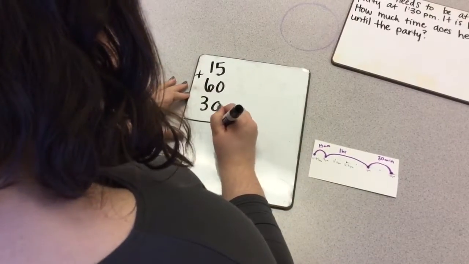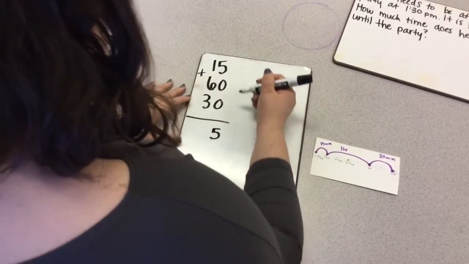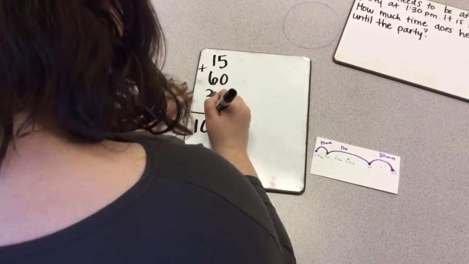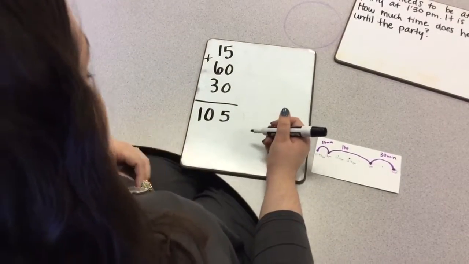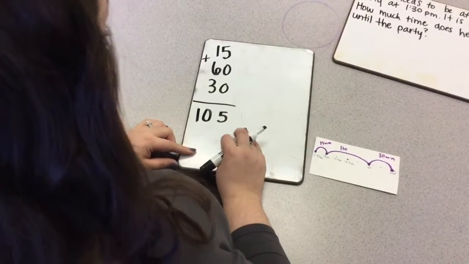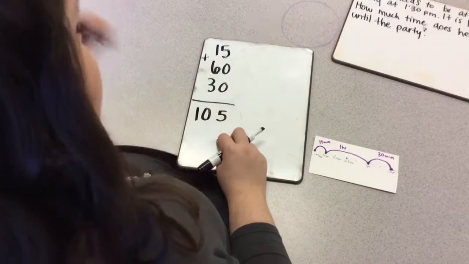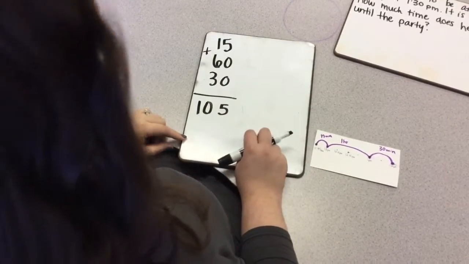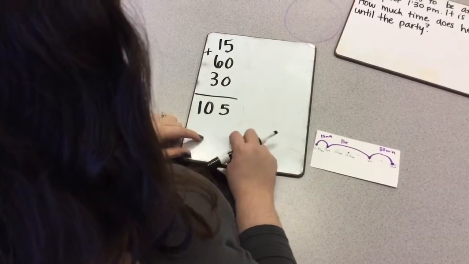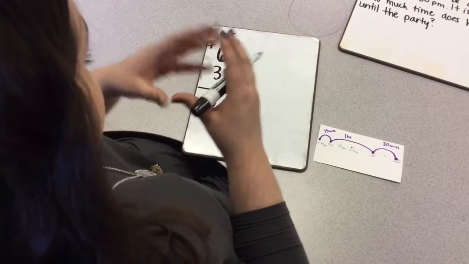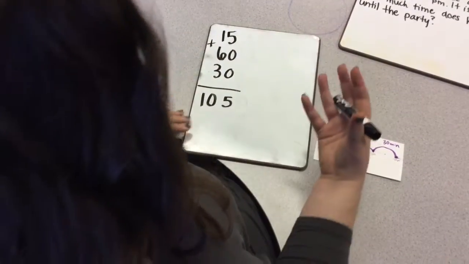So that would be 5 plus 0 plus 0 is 5. 1 plus 6 is 7. 7 plus 3 is 10. So we end with 105 minutes. But in order to get to hours and minutes, we're going to be using base 60 because time is measured in base 60 instead of base 10. So once we get to 59, instead of going to 60, we regroup that whole 60 into an hour. So then it goes to the 0.